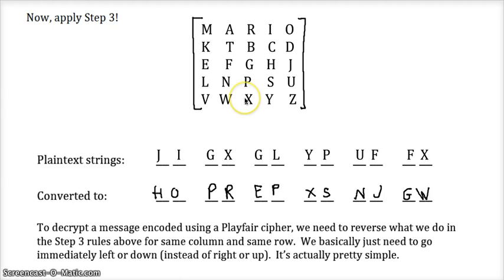Because we're doing the backwards version, we can't go down to go into the same column. We'd have to go up. So the P would turn into G and the R would loop around and turn to X. The rest of these were all rectangles, so you would know what to do.